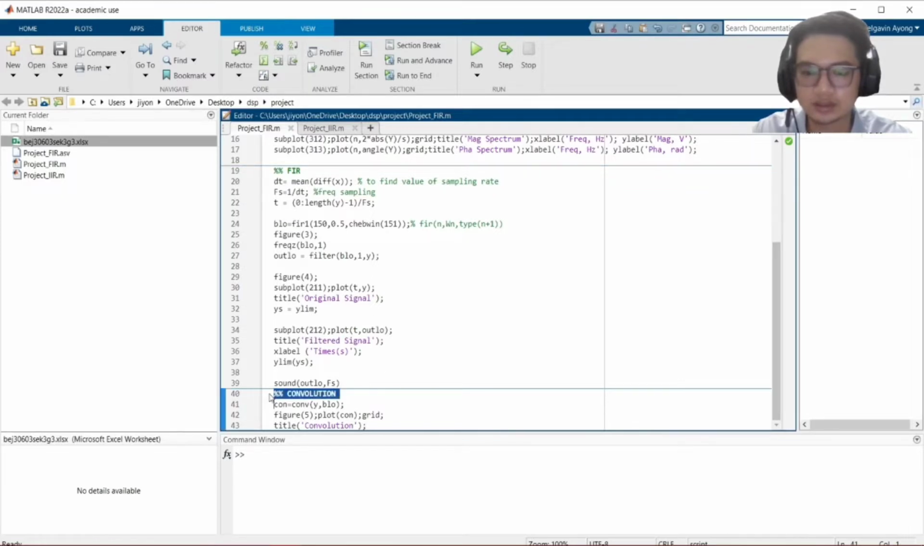We will hear it. And for the convolution, we use con equal to the convolution of y and blow. Figure 5 is basically just the convolution. I will run this code. We wait a few seconds.